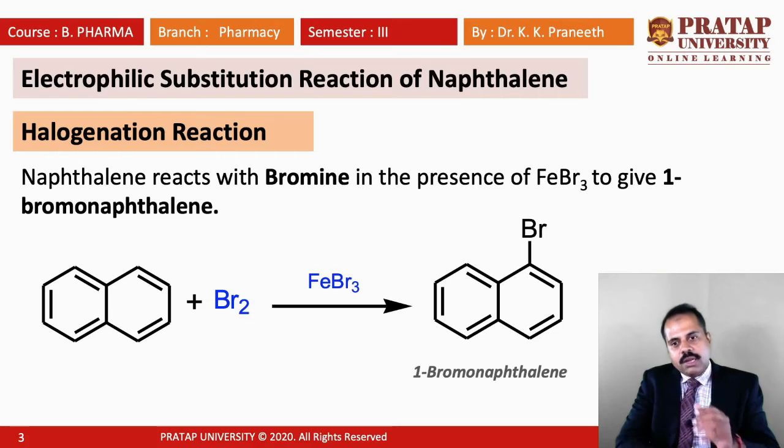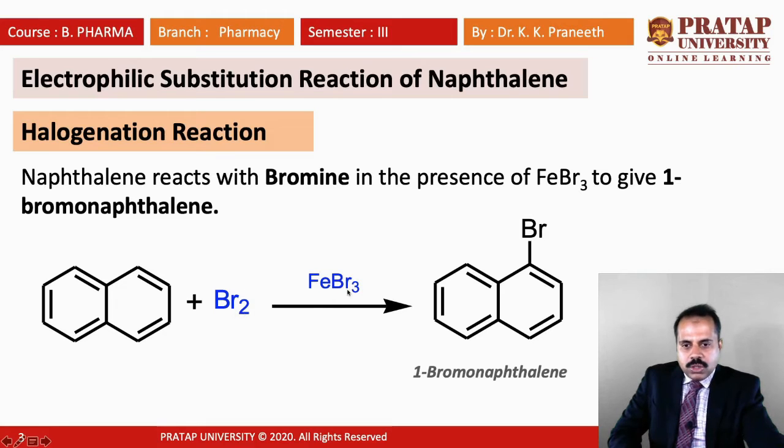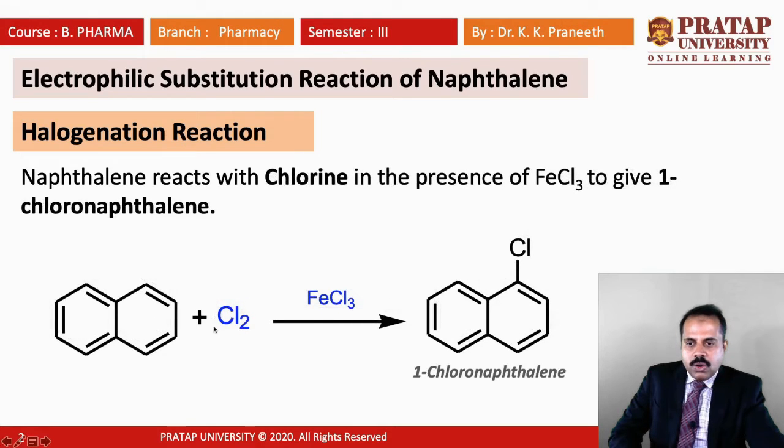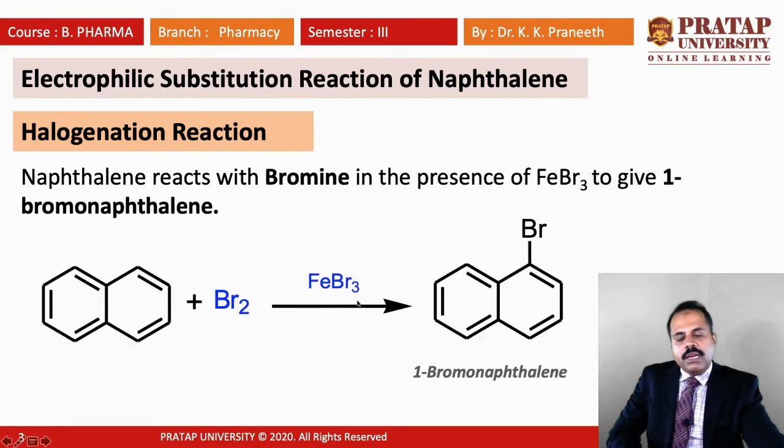If we have iron chloride here along with bromine, you will get HBr as a byproduct and also HCl as a byproduct. So to keep it the same, if you take bromine as a reactant, you also use iron bromide as the Lewis acid. If you use chlorine, you use iron chloride as the Lewis acid. So naphthalene reacts with bromine to give 1-bromonaphthalene as the product. This is halogenation.